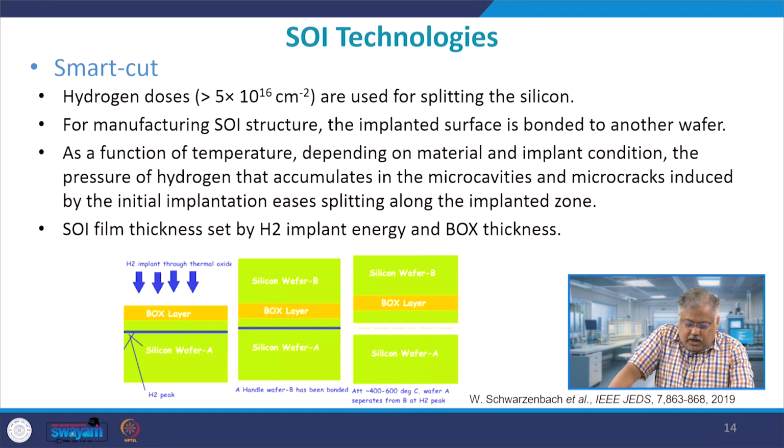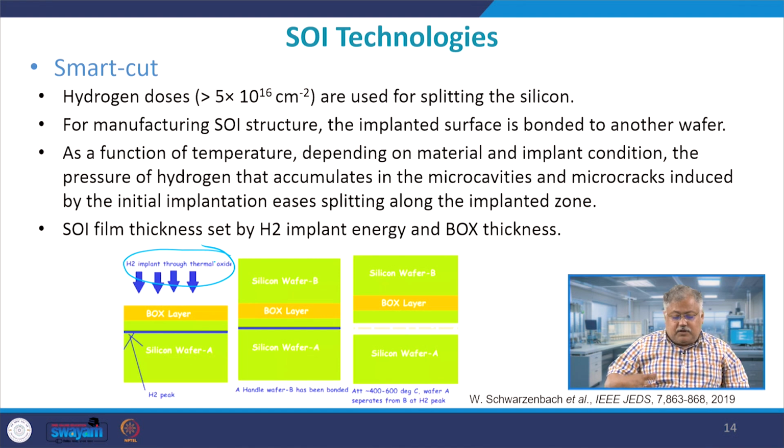Another good way of developing a silicon wafer is to put in a hydrogen dose, typically hydrogen 1. As I discussed when I was discussing the double gate MOSFET, in SOI also you do a bonding with another wafer, and try to make an H2 implant through the thermal oxide. So through the thermal layer you try to put an H2 implant.